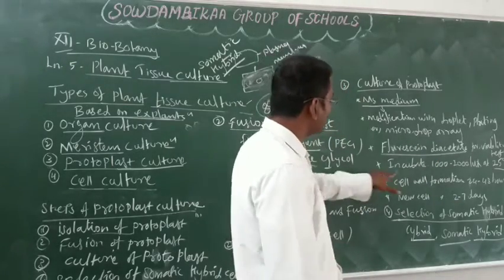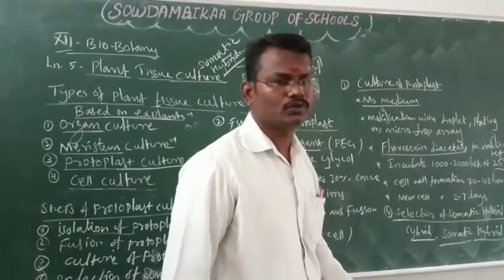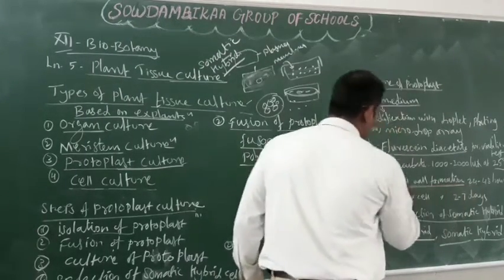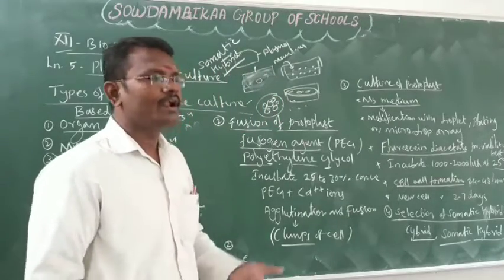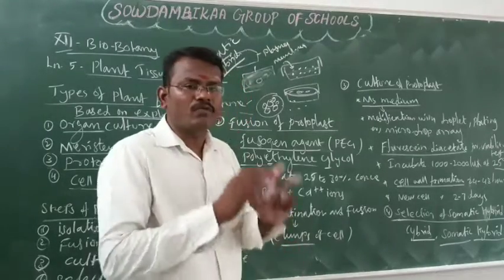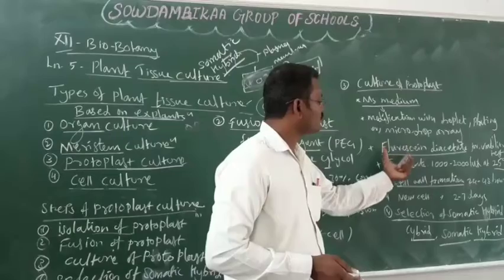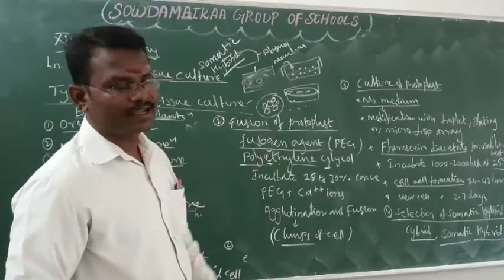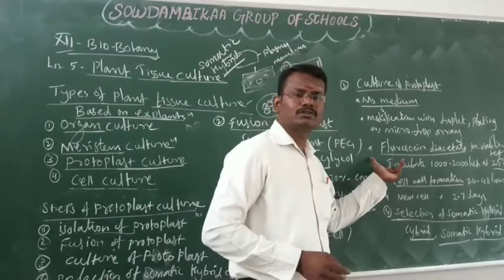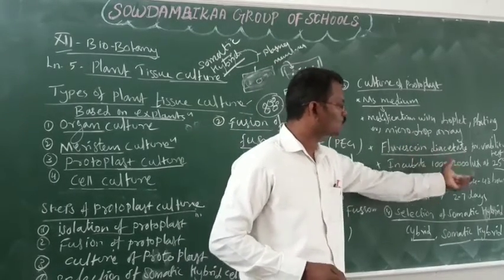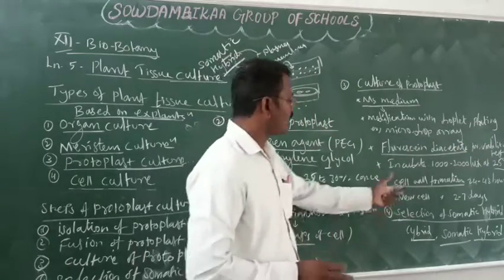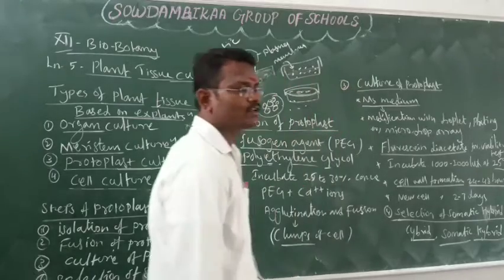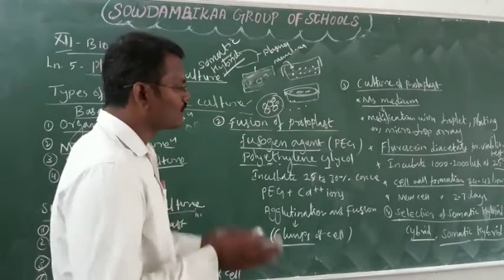This is an important question. After that, incubate the protoplast with 1000 to 2000 lux light at 25 degrees Celsius. After that, the cell wall formation will happen, since the protoplast is first without the cell wall. Before this culture, the viability test is a very important part; we use fluorescein diacetate solution. Next, incubate with 1000 to 2000 lux light at 25 degrees Celsius. How many hours does cell wall formation take? 24 to 48 hours are needed for the cell wall formation.